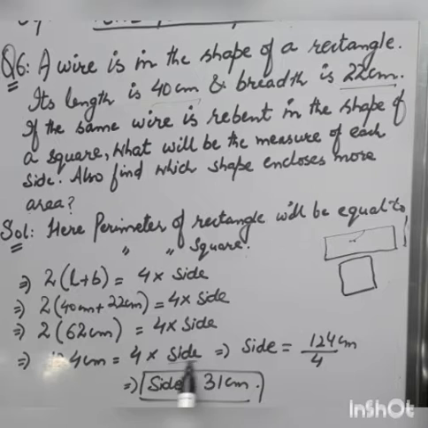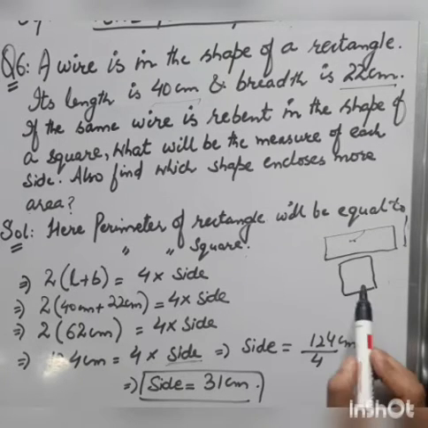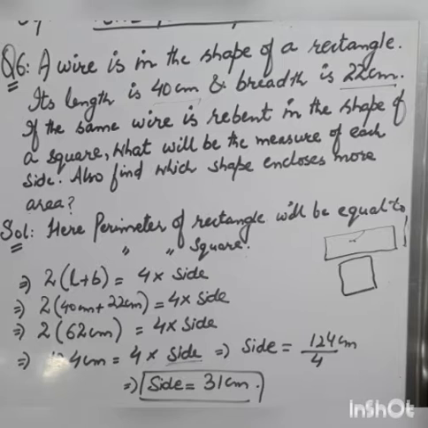Now we have to find this side. This 4 will shift to this side of the equation. It will go into division. So side is equal to 124 by 4 centimeter. Now when we divide this 124 by 4, we'll get 31 centimeter. It means side of the square is 31 centimeter. Clear? Now we have to find out which shape encloses more area.